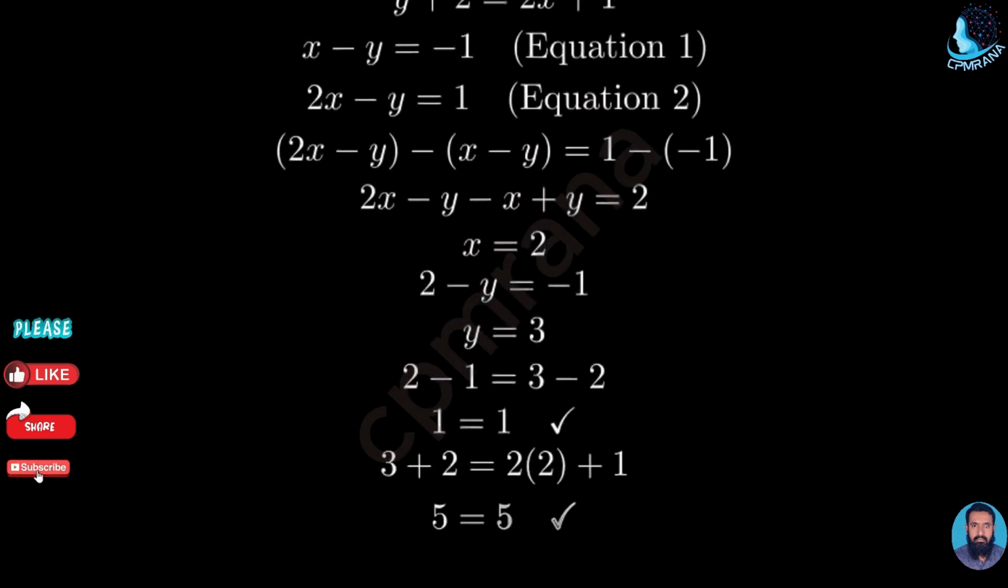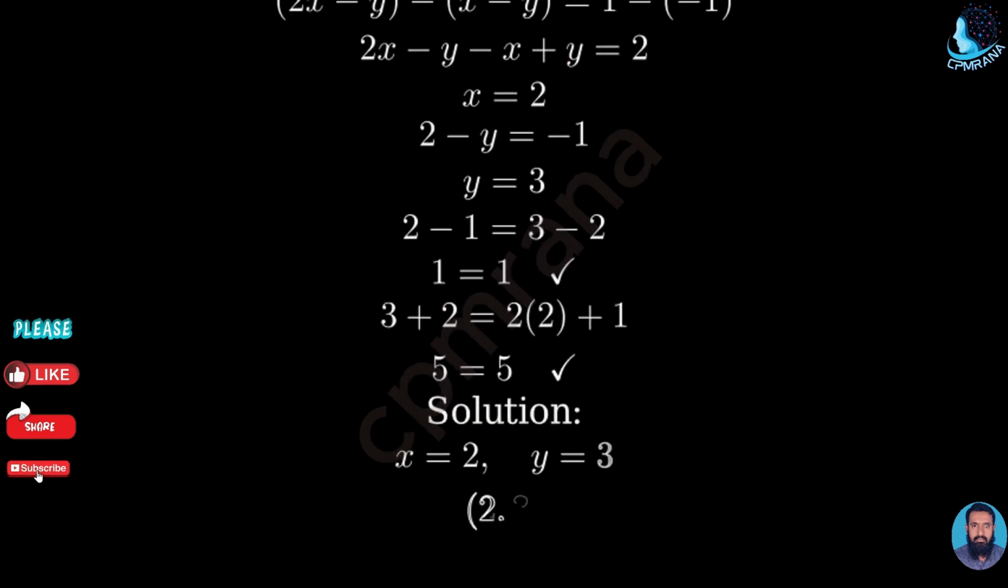For the second equation, 3 plus 2 equals 2 times 2 plus 1, which is also true since 5 equals 5. Therefore, our solution is x equals 2 and y equals 3. We can write this as the ordered pair (2, 3).